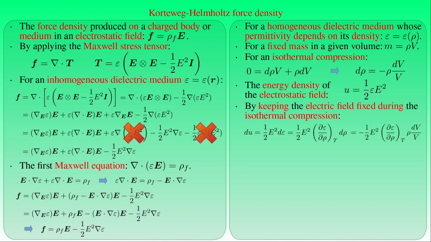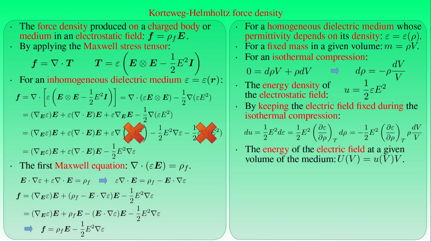The latter can be expressed in terms of the differential of the volume of the liquid, and we obtain an equation stating that the differential of the energy density U is equal to -1/2 times E squared, times the partial derivative of epsilon with respect to ρ at constant T, times ρ times dV/V. At the same time, the energy U of the electric field at a volume V of the dielectric medium is given by the energy density U as a function of the volume V of the liquid, times the volume V. Then the variation of the energy U of the electric field under the isothermal compression of the dielectric fluid can be written as the volume V of the liquid times the differential of the energy density U of the field, plus the energy density U times the differential of the volume V.